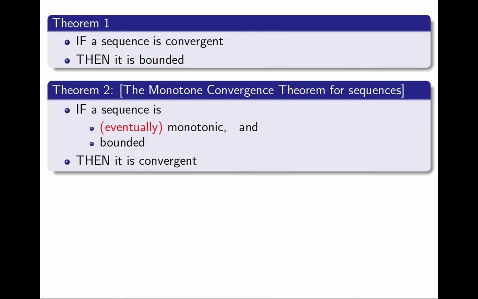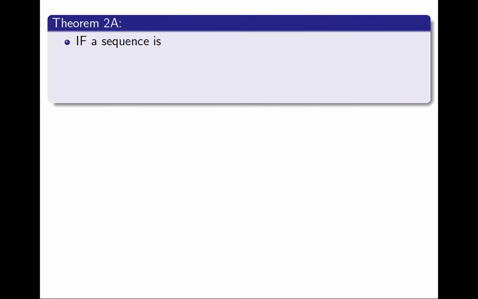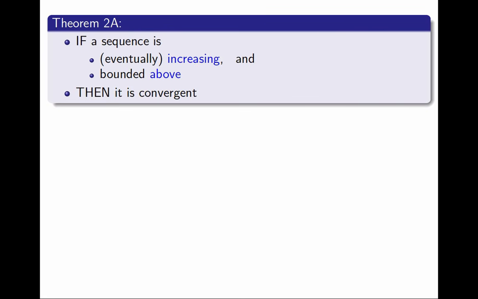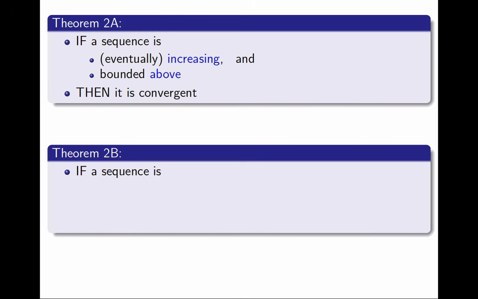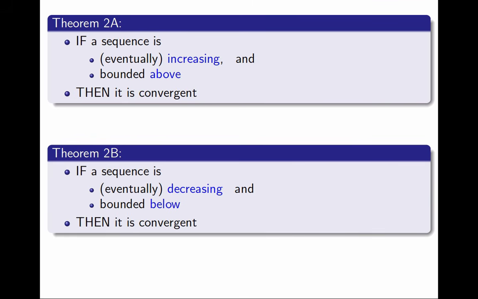Sometimes the theorem is not stated precisely like this. Sometimes, instead of talking about monotonic sequences, we look at increasing and decreasing sequences separately, and we write 2 separate theorems. We can say that if a sequence is eventually increasing and bounded above, then it is convergent. And on the other hand, if a sequence is eventually decreasing and bounded below, then it is also convergent. If you look up monotone convergence theorem in books or websites, you will probably find these 2 statements instead of the one I wrote earlier.